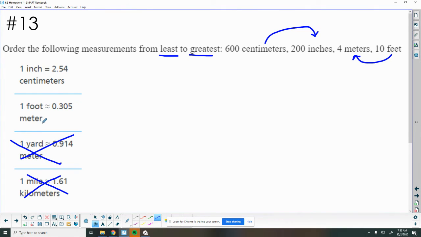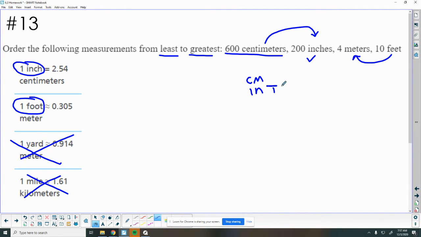So I think let's go ahead and convert them into feet and inches here. Once we know feet and inches, we can convert them both into inches if we need to. So we're going to start here, and we've got 200 inches. So that one is done for us. Awesome. So now we're going to turn 600 centimeters into inches. We've got centimeters, and we want to turn it into inches.